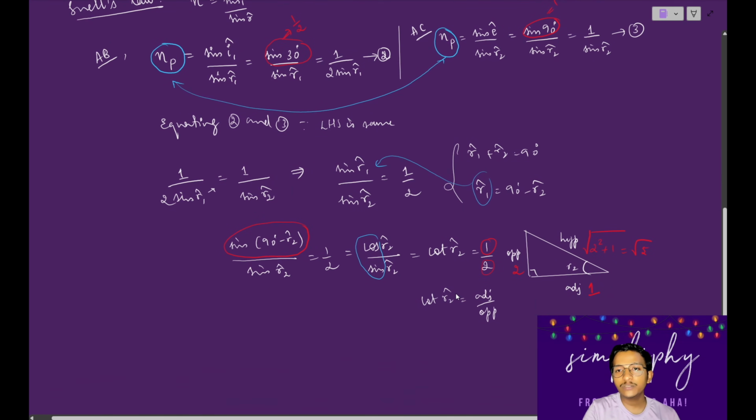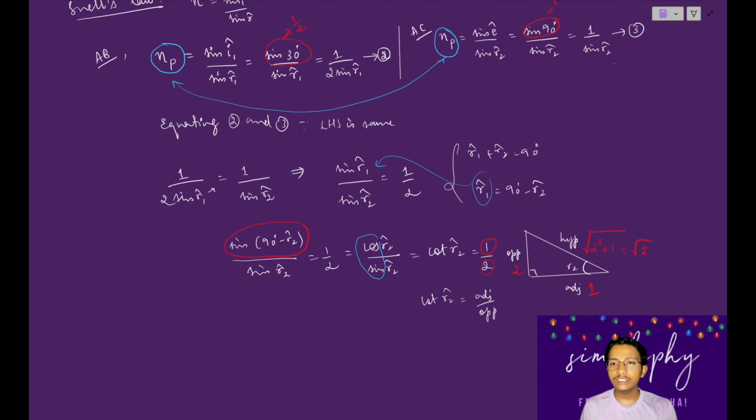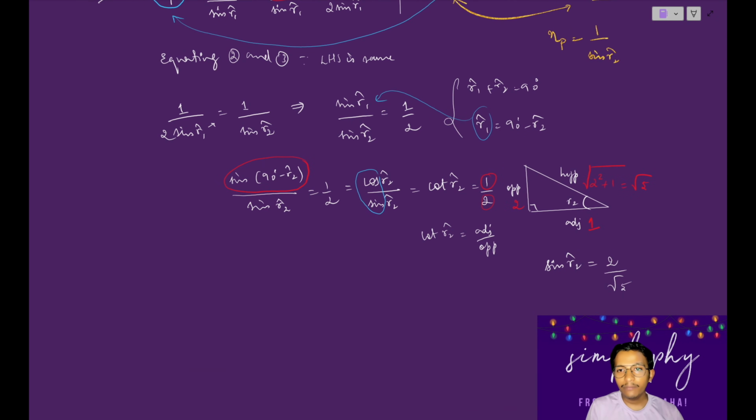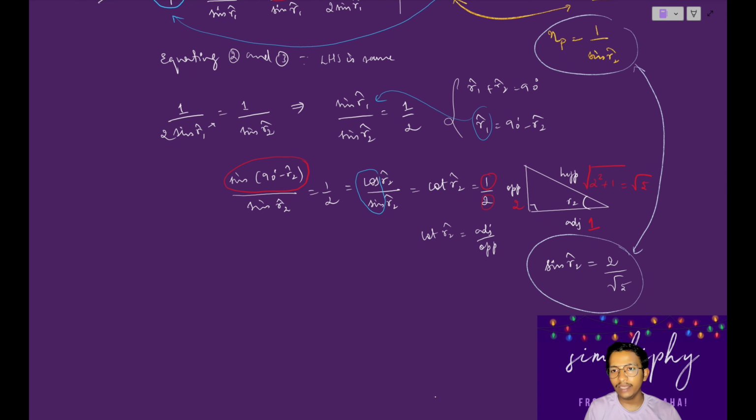Now what were we expecting? As I just said, we just wanted the value of this sine R2 and the problem was already solved. So the refractive index of the prism is equal to 1 by sine R2. So let's just find the value of R2. Sine R2 is opposite by hypotenuse side. Opposite side is 2. Hypotenuse side is root 5. Now comparing this with the above equation out here, I can just compare them.